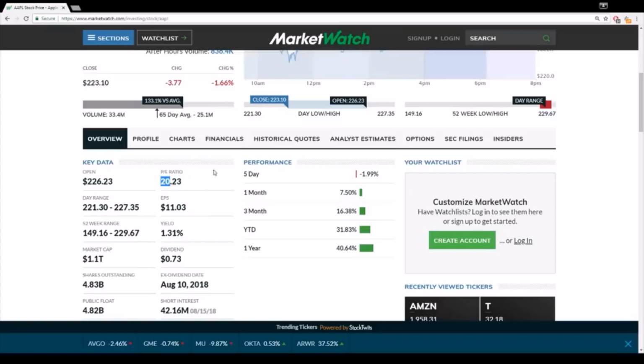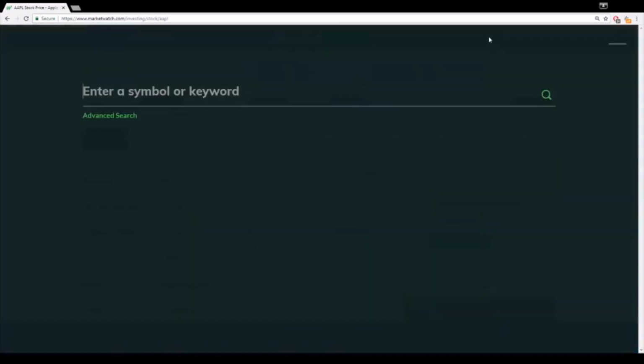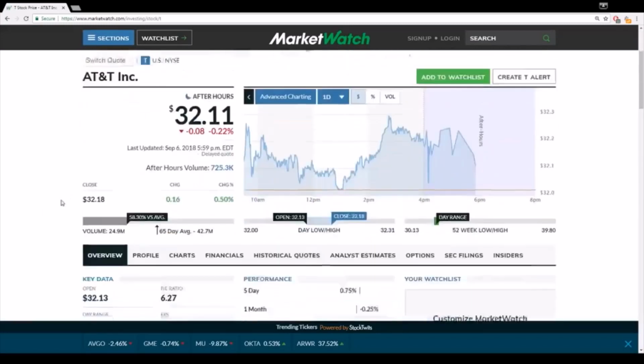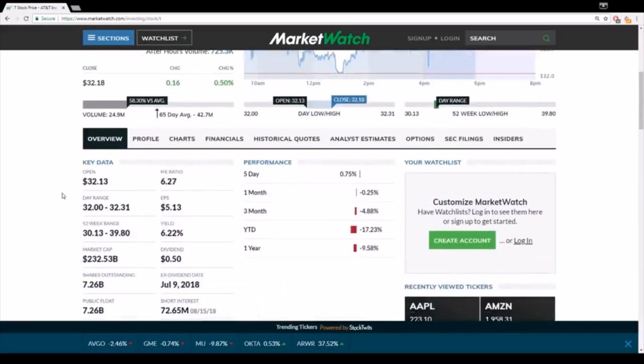All right, and let's take a look at one more here. Let's go with AT&T. Right, nothing exciting about AT&T, for better or for worse. For an investor, it might be a good thing because it's kind of overlooked. So AT&T has an earnings per share of $5, and the price of that is $32. So you're paying $32 for a claim on $5 of value. This gives you a PE ratio of 6.